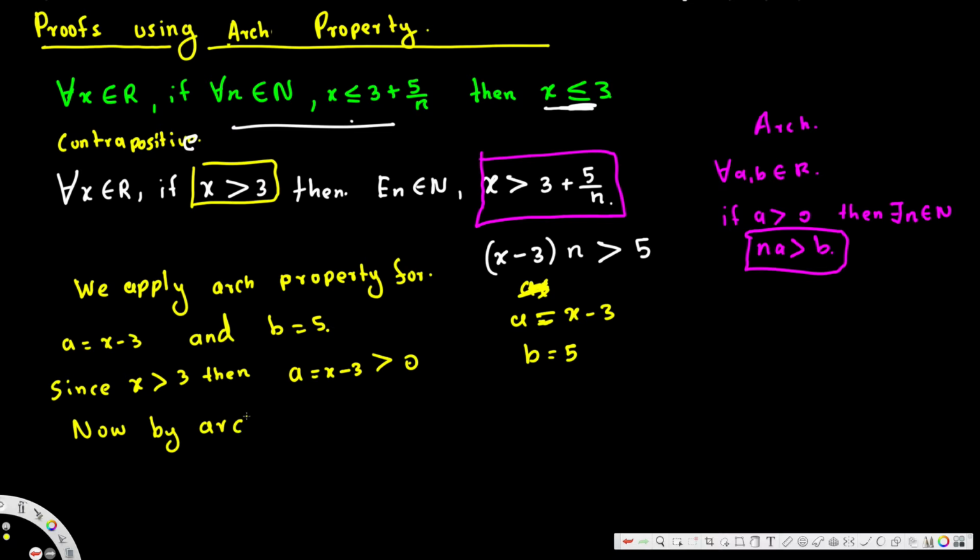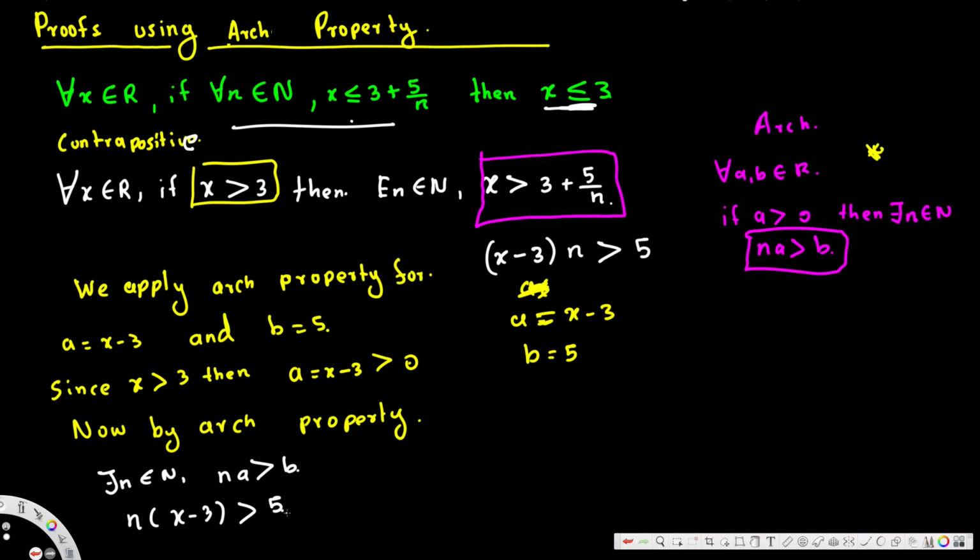Now by the Archimedean property, we saw the property right here. This is the property, and we are going to write it here. There exists an n belongs to the natural numbers such that na is greater than b, and we know what a and b are, so we just have to plug them in. n times a is what? a is x minus 3. So n times x minus 3 should be greater than 5.